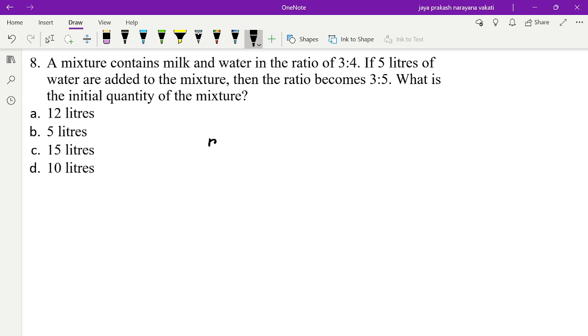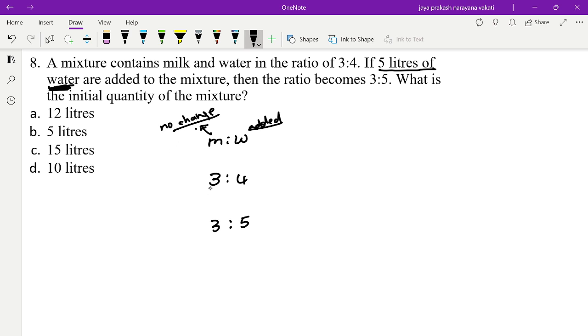So the milk to water ratio initially is given as 3 is to 4, and later some water has been added and the ratio became 3 is to 5. Guys, here only water has been added, right? Some 5 liters is added, only water is added. That means there is no change in milk. That means the number remains the same.